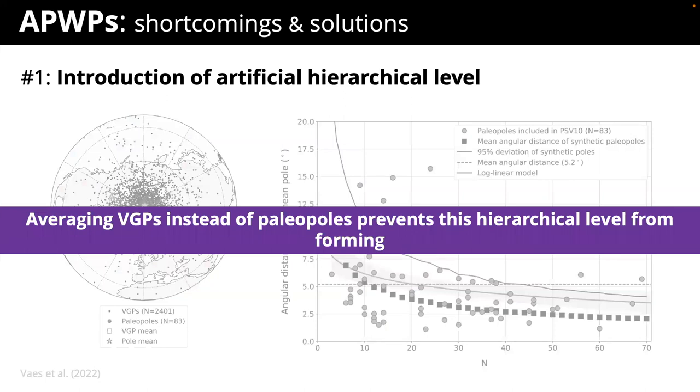Stop using paleopoles, right? Why bother with this artificial hierarchical level? So we can, of course, fix the problem by weighting the paleopoles, but then why would we even do that to begin with, right? You can just avoid the whole problem by working with VGPs directly.